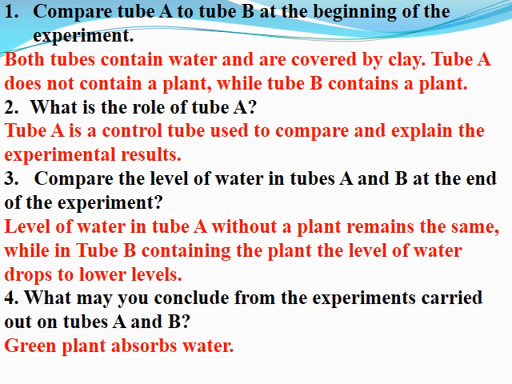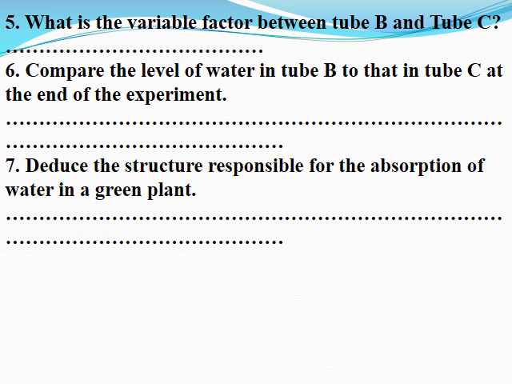Compare the level of water in tubes A and B at the end of the experiment. The level of water in tube A, without a plant, remains the same, while in tube B, which contains a plant, it drops to a lower level. What we may conclude from this experiment is that green plants absorb water. What is the variable factor between tubes B and C? What is the comparison of the level of water in tubes B and C at the end of the experiment? Deduce the structure responsible for the absorption of water in green plants.